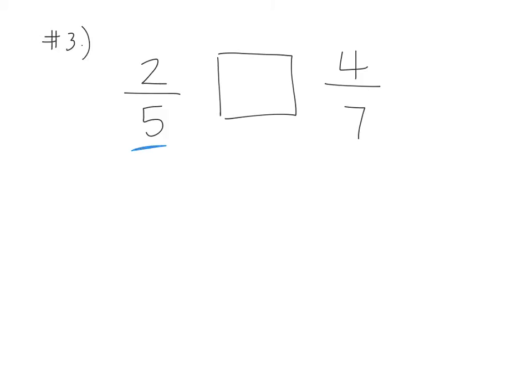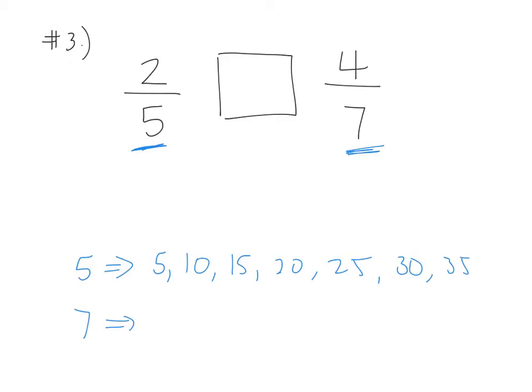Right now we're comparing two fractions that have different denominators, so it's hard to compare them. So we try to get the same denominator. Let's list the multiples of 5 and 7. Multiples of 5 are 5, 10, 15, 20, 25, 30, 35, 40, 45. We'll stop there because I ran out of space. And multiples of 7 are 7, 14, 21, 28, 35.